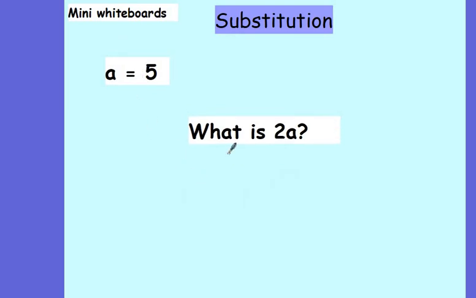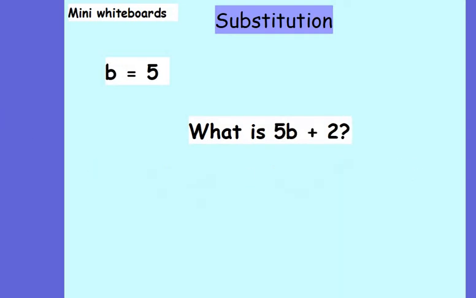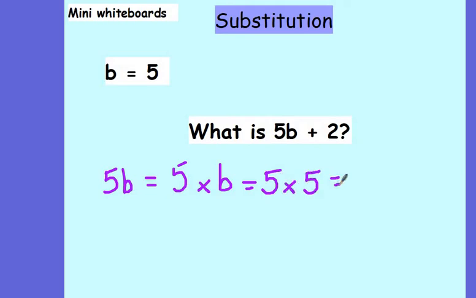How about now, if a is 5, what is 2a? 2a means 2 times a, which is 2 times 5, which is 10. How about now, if b is 5, what is 5b plus 2? Okay, let's go through it. 5b just means 5 times b, which is 5 times 5, which is 25.